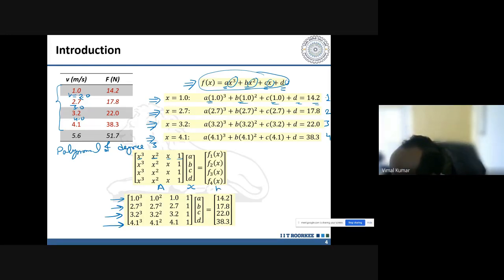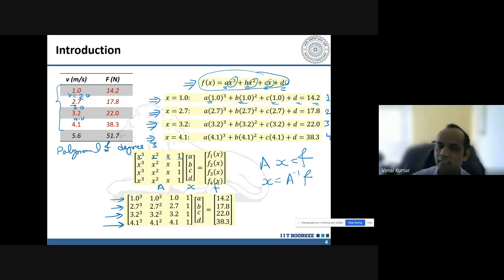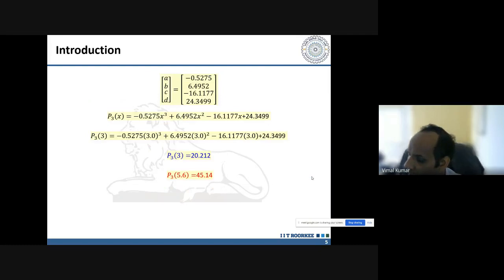And this is my right hand side vector. Let's say this is f, something like that. So what I have is a matrix system Ax = f. I simply do x = A inverse times f, and I can get the solution vector A, B, C, D. Once I get the values of A, B, C, D after solving this matrix system, I will put them back into this function.